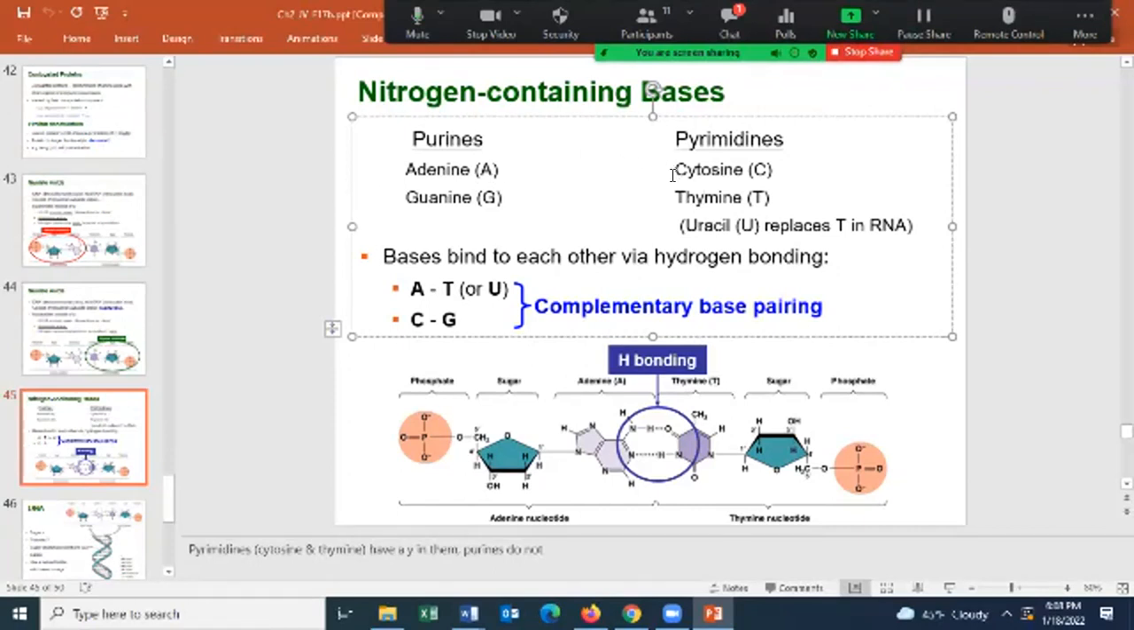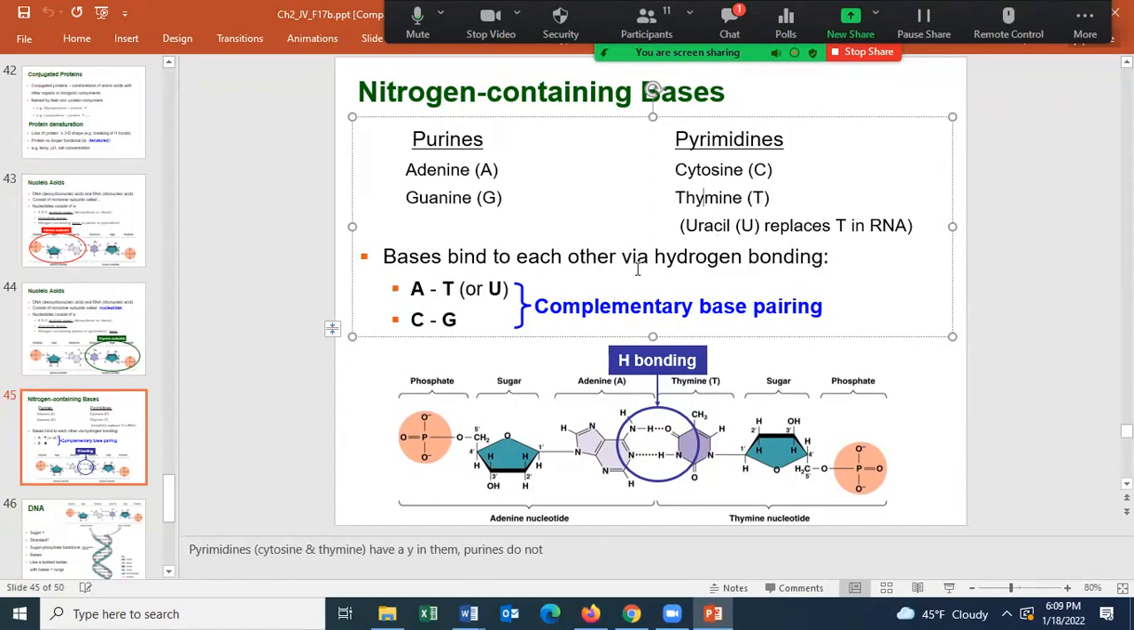So this trick works with DNA. With RNA, you have to remember that RNA has the purines adenine and guanine, and the pyrimidines cytosine and uracil, meaning in RNA, uracil replaces the thymine. And uracil is a pyrimidine, but it doesn't have a Y in it. But if you remember that uracil is replacing thymine, thymine has the Y in it. So that's how you can remember your pyrimidines.